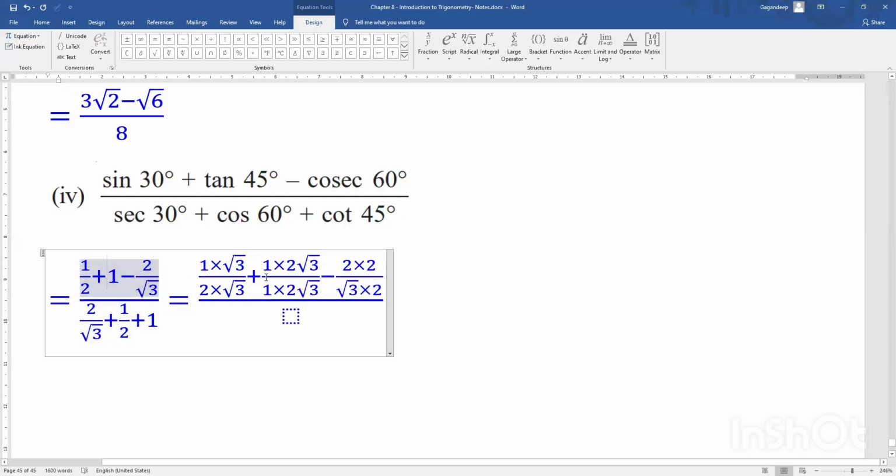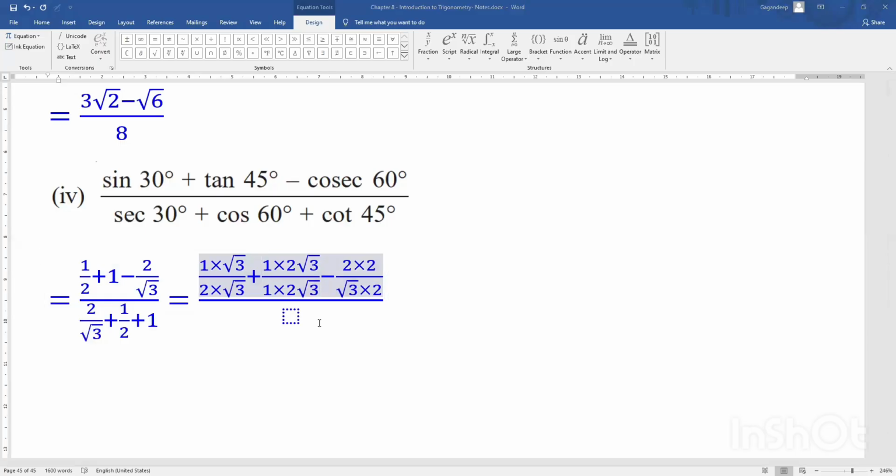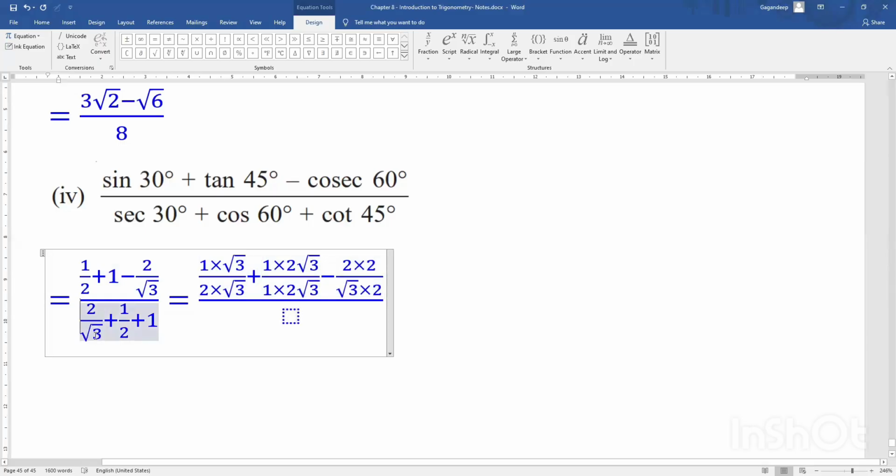That is what we are going to do. Similarly, the same principles we apply here also. So now 2 root 3. For 2 root 3, we are going to multiply both numerator and denominator by 2. And then plus 1 by 2.